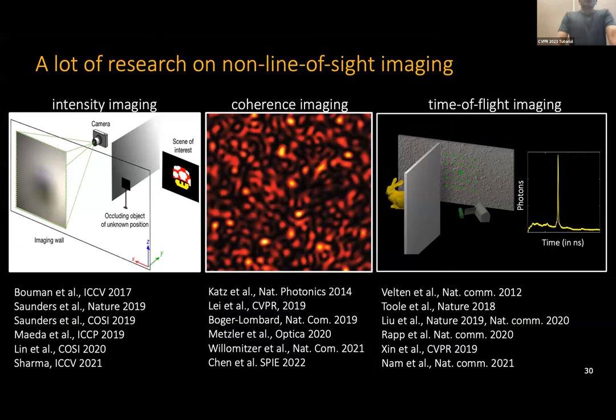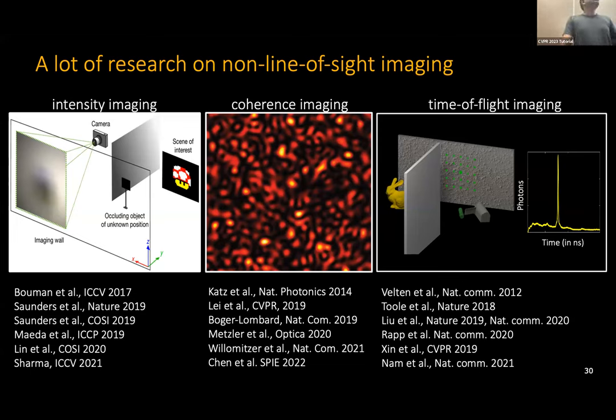And there are quite a few techniques to image around the corners that were developed by several researchers working in the computational imaging field. I do see some of them here. I'm not claiming that I'm going to show all the techniques, but I'm going to talk about the technique that we developed and that we have optimized with the help of a renderer. And we are going to see that next.